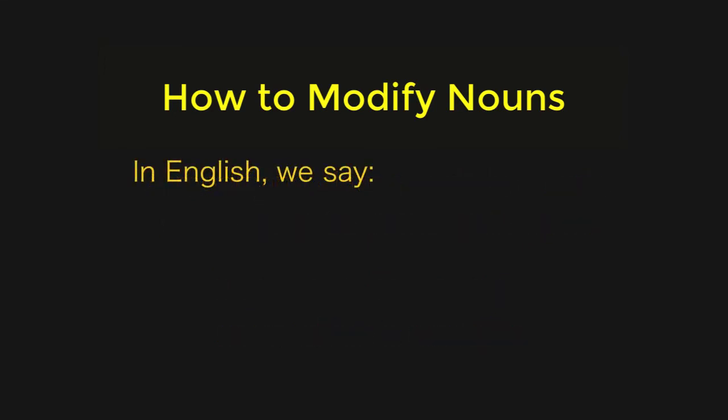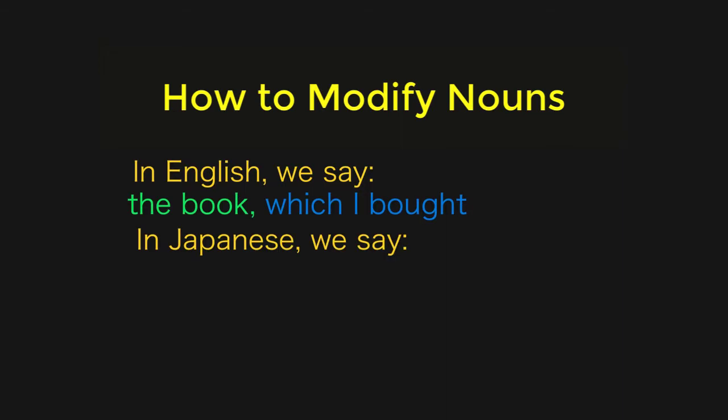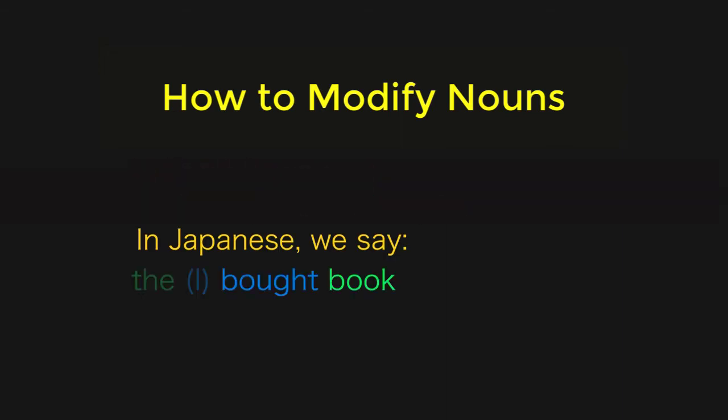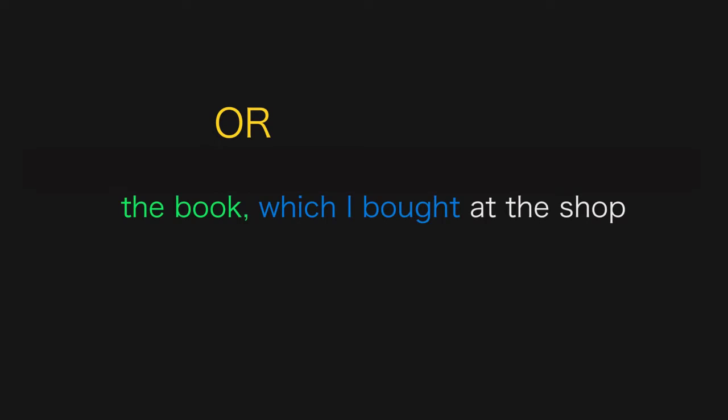So in English, we say, the book which I bought. In Japanese, we say, the I bought book. And of course, we don't need to use the or I. They're assumed in Japanese, so we just say, bought book.